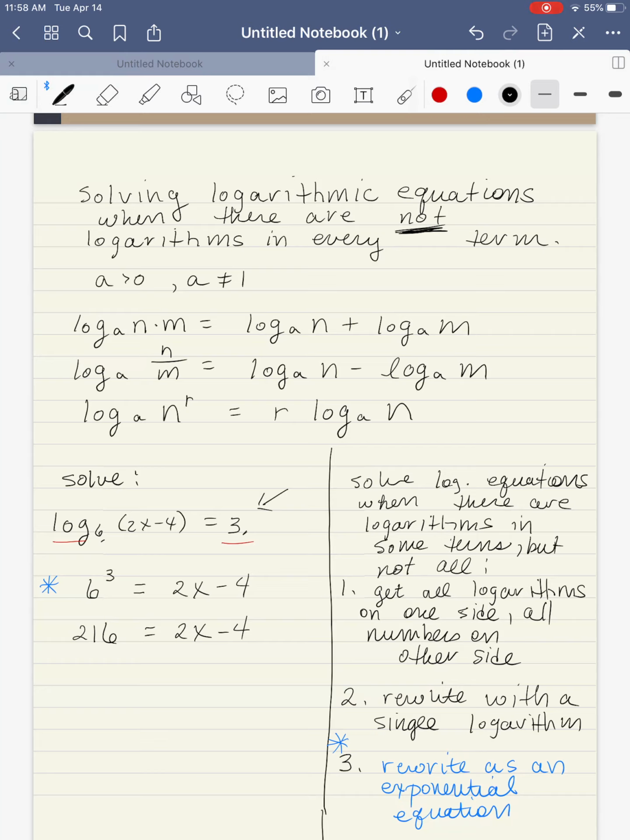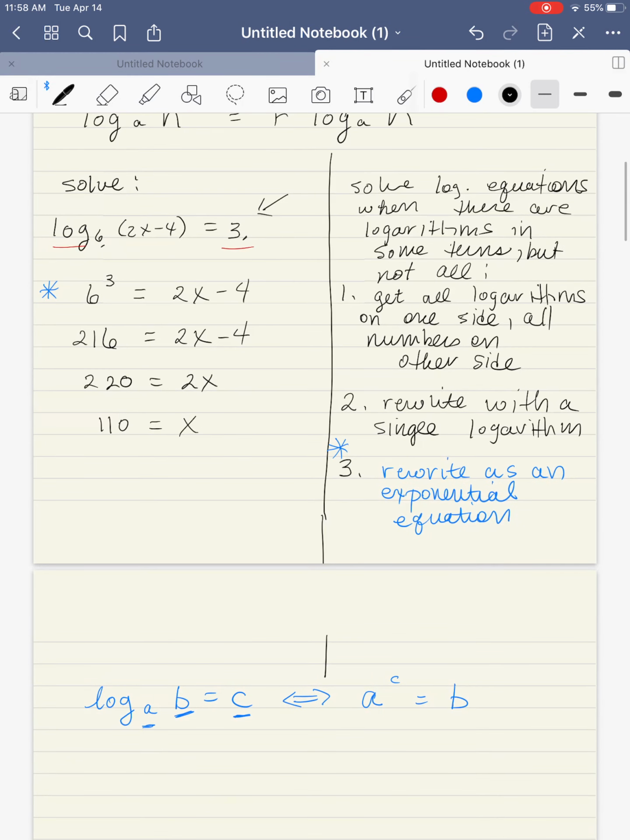And now we just have a nice linear equation that we can solve. Go ahead and do that for me. Pause the video, solve the linear equation. And we see that we can solve this using our linear process. Add 4 to both sides, divide both sides by 2, and we have that x equals 110.